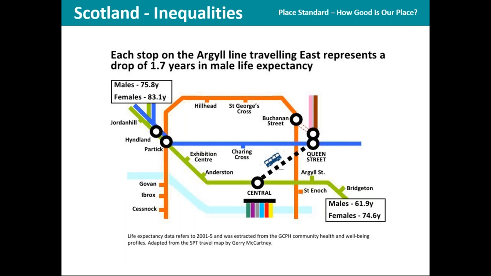Of course, you can jump back on the train and go in the opposite direction, but that doesn't necessarily add that amount of time onto your life. That distance is probably about 6 miles maximum. And look at the difference between males: 75.8 when this data was pulled together in the early 2000s, and 61 on the east side of the city. Significant differences. In fact, if you were to go to one of the communities in the east end, male life expectancy is as low as 55 years.